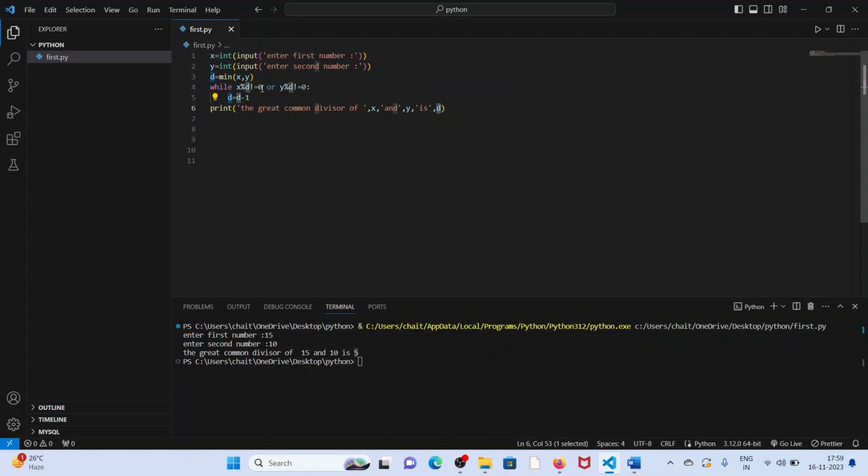Simple. If any condition is true, d will be decreased by 1, and then we check the conditions again. Only when both are false, the d value is kept and that is the greatest common divisor.